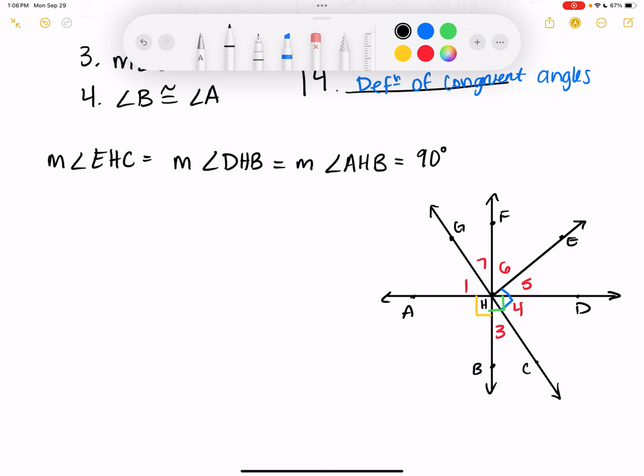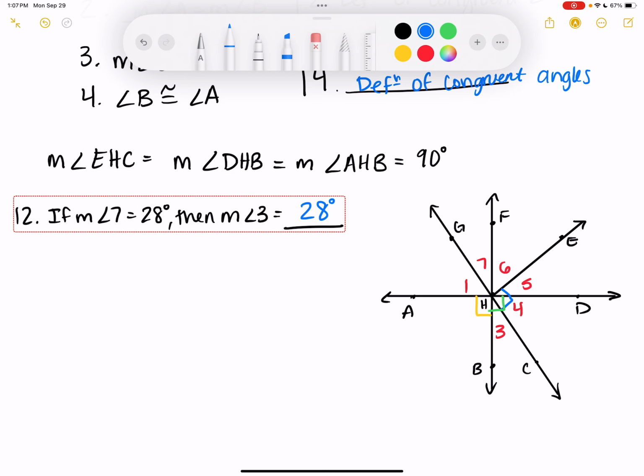So problem 12. If the measure of angle 7 is equal to 28 degrees, then the measure of angle 3 is equal to blank. So angle 7 is 28 degrees. What does that mean about angle 3 down here? It's 28 degrees. Yep, and why? What are these two angles? Yep, they're vertical angles. Now, you don't have to write the why. I'm just doing this so that you can see.